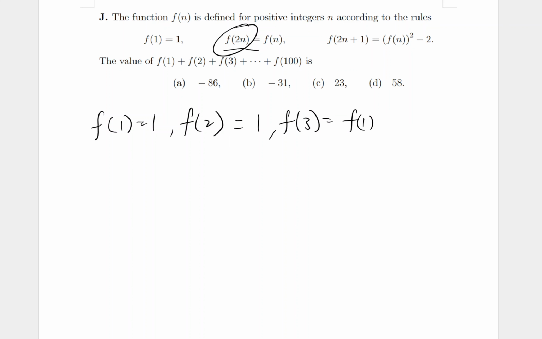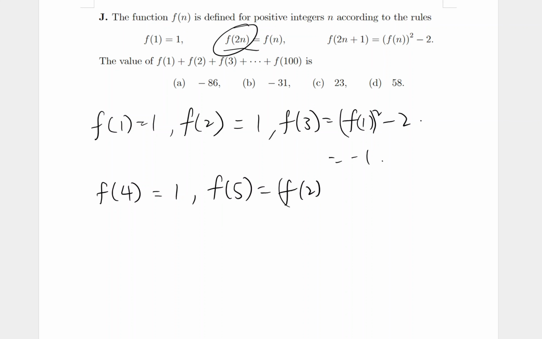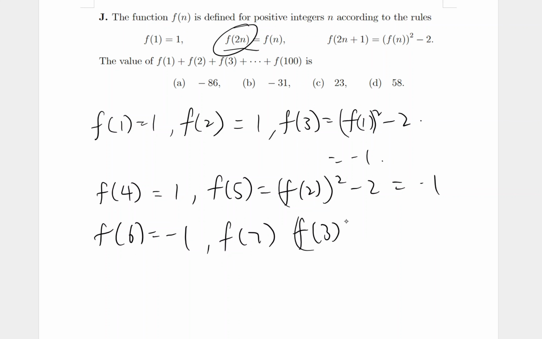All right, f(3). F(3) is f(1) squared minus 2, right? And that's minus 1. Okay, and how about f(4)? Well, f(4) is f(2), which is 1. How about f(5)? F(5) is f(2) squared minus 2, which is minus 1. Okay, f(6) is f(3). F(7) is, again, f(3) squared minus 2, which is minus 1. Maybe one more, f(8) equals 1, because it's equal to f(4).